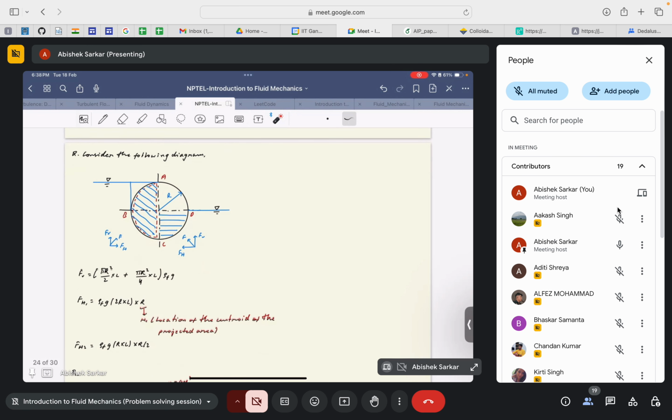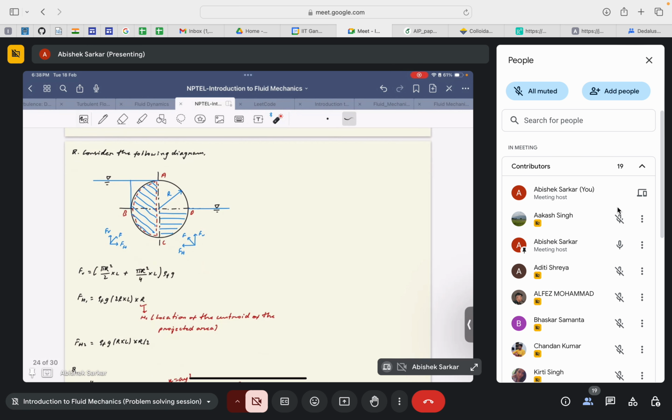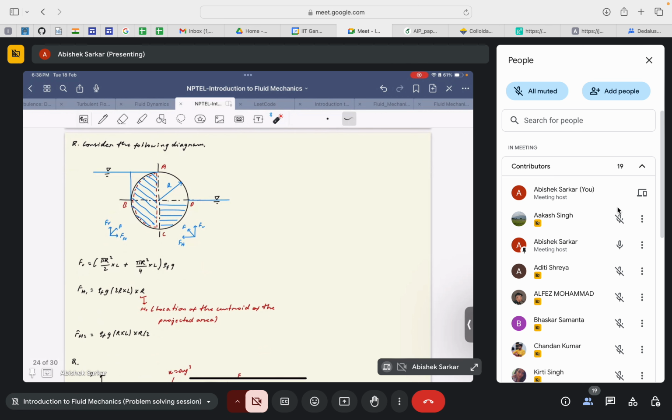Again, as I already mentioned, the general practice is to dissociate the force into its horizontal and vertical components. The vertical force, as I mentioned, is the simpler one to find, because it's just the weight of the fluid that is being held within this particular curved surface. So in this case, it would be the weight of the volume of this entire fluid.